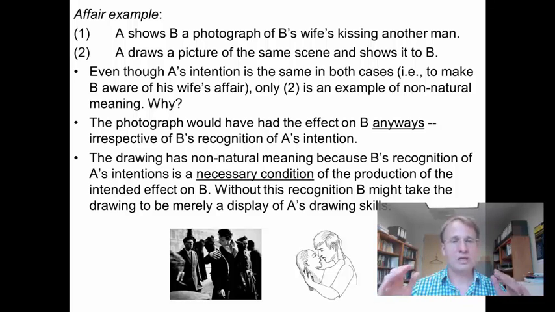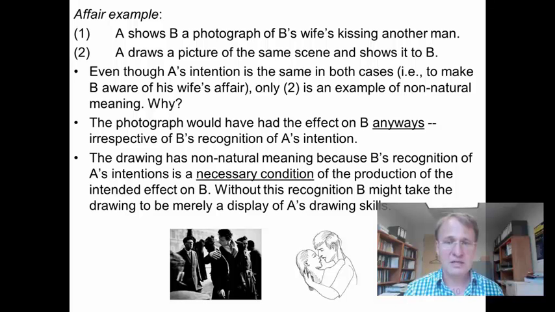Now, it could be that in both cases, in the photograph case and in the drawing case, A's intention is the same. A wants to make B aware of the fact that his wife is having an affair. But, Grice says, only the second case, only the one with the drawing, has non-natural meaning. Why is that the case? Why does only the showing of the drawing have non-natural meaning, whereas the showing of the photograph does not?